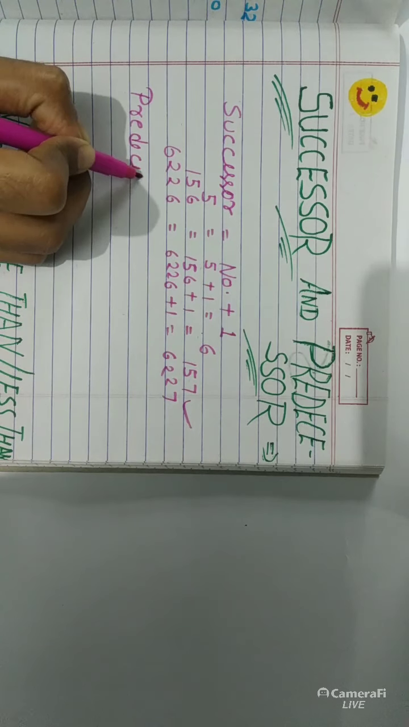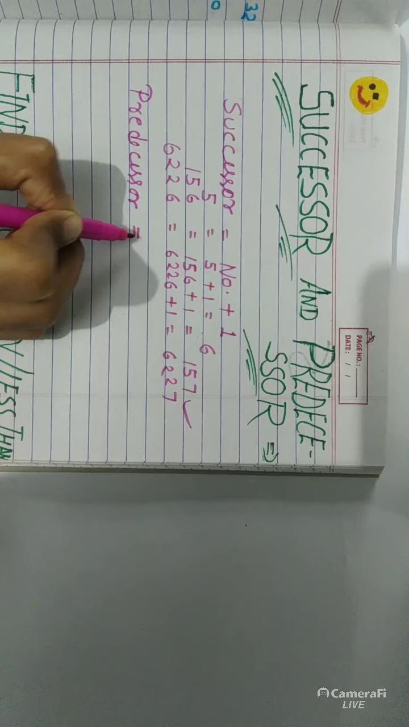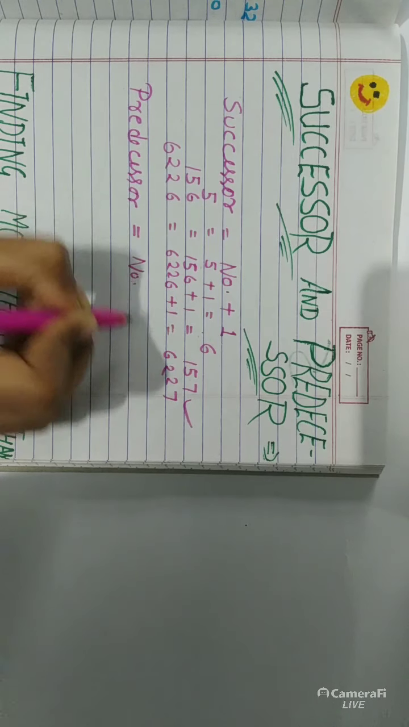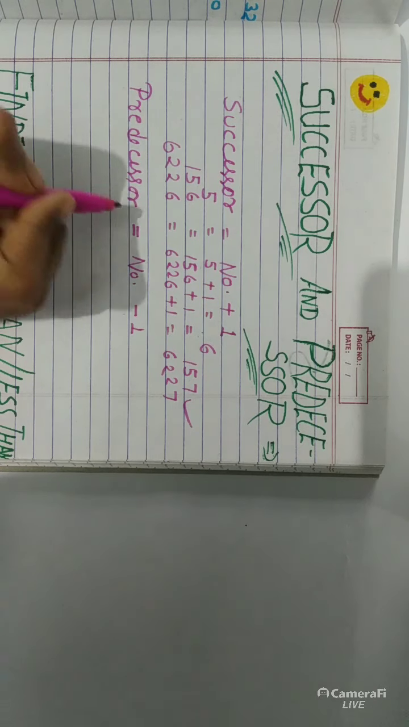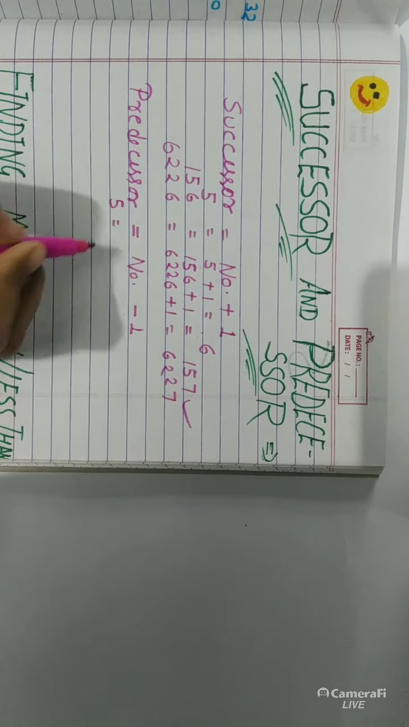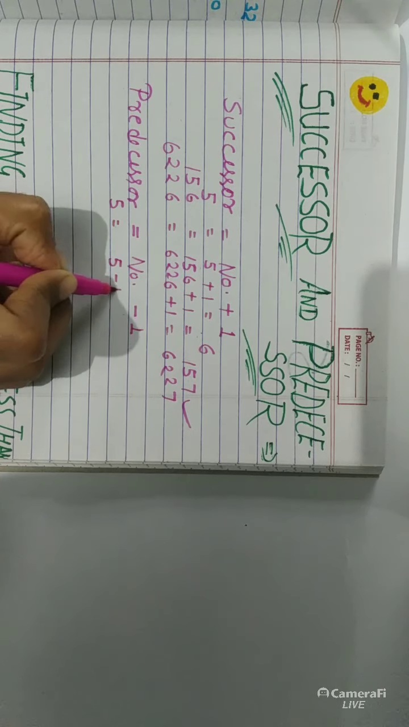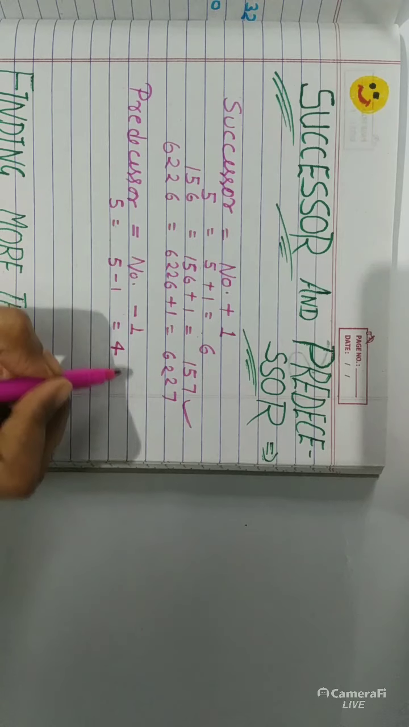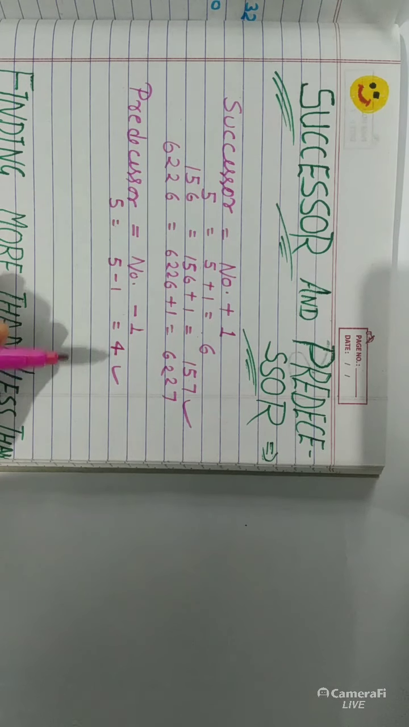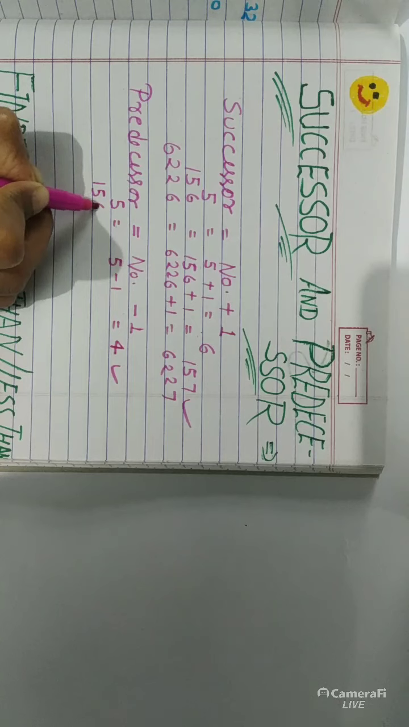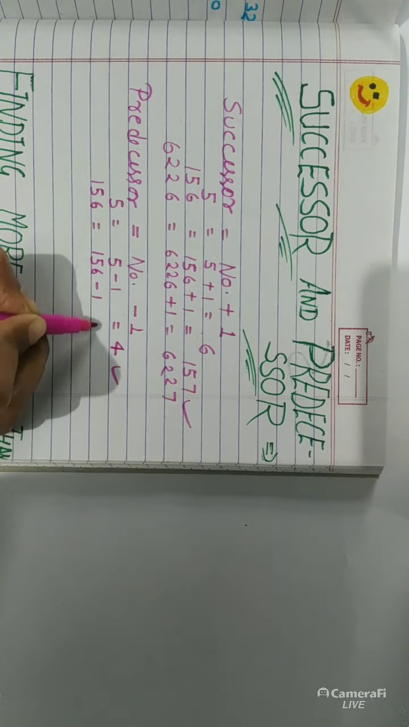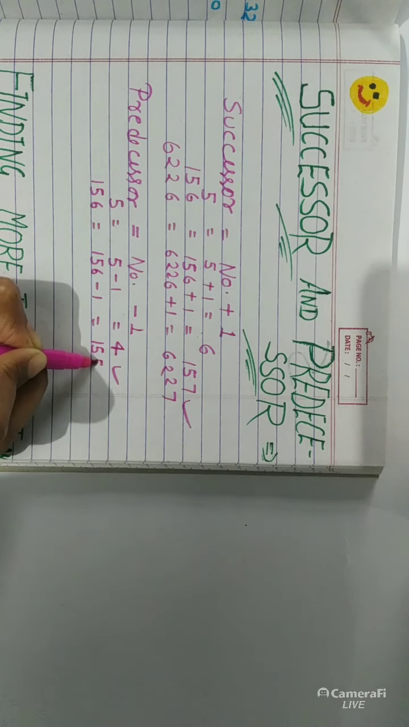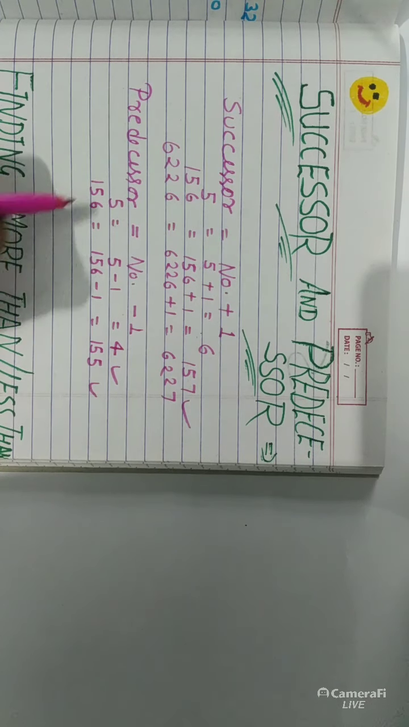Okay children, now what is predecessor? Predecessor means that number minus 1. When you have to find the predecessor of any number, you will subtract 1 from that number. Means if you have to find the predecessor of 5, means 5 minus 1 equals 4. 4 is the predecessor of 5. Similarly, if you have to find the predecessor of 156, means 156 minus 1, that is 155, and 155 is the predecessor of 156.